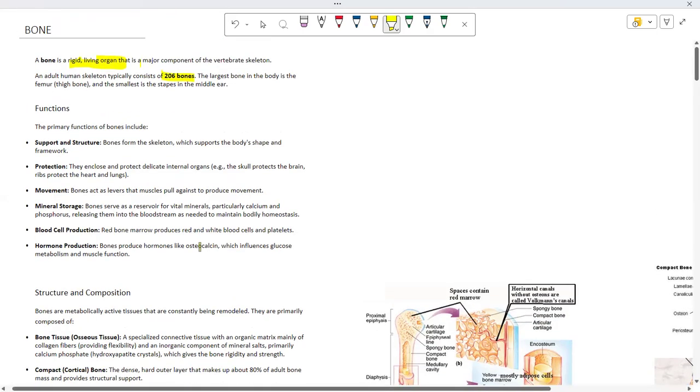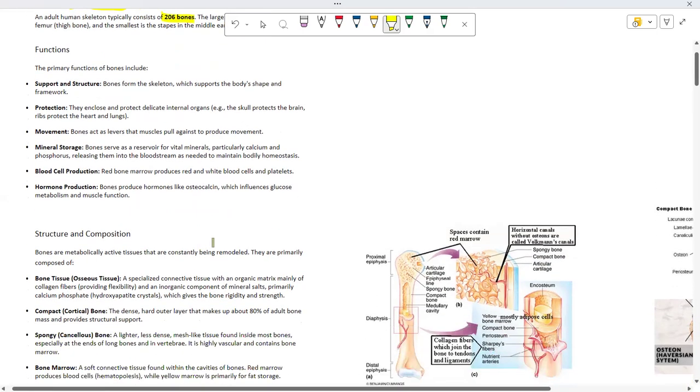Now, what are the functions of the bone? The primary function of the bone includes one, support and structure. It provides support and structure. So the bones form the skeleton, which supports the body's shape and framework.